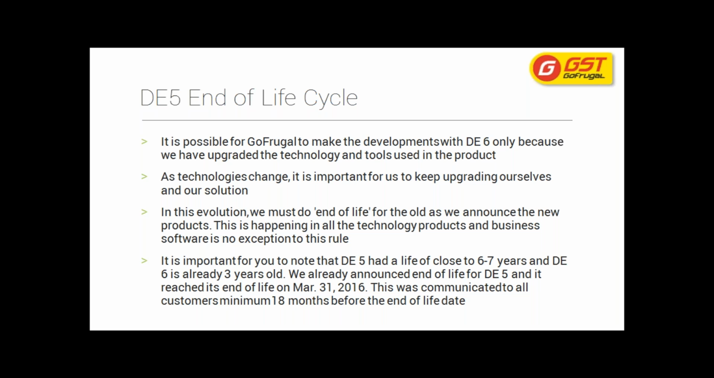In this evolution, we must do end of life cycle for the old as we announce the new products. This happens in all technological products and business software. Business software is also no exception to this rule. It is important for you to note that DE5 has a life of close to 6 to 7 years, and DE6 is already a 3 year old product. We have already announced the end of life for DE5 and it reached its end of life on March 31st, 2016. This was communicated well in advance to all our customers who have been using the DE5 software.